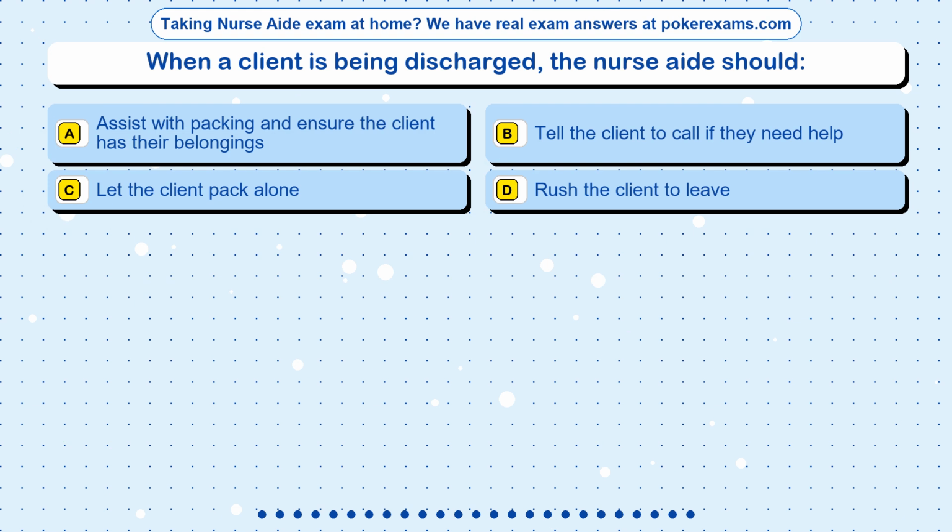Question 15. When a client is being discharged, the nurse aide should: Option A. Assist with packing and ensure the client has their belongings. Option B. Tell the client to call if they need help. Option C. Let the client pack alone. Option D. Rush the client to leave.